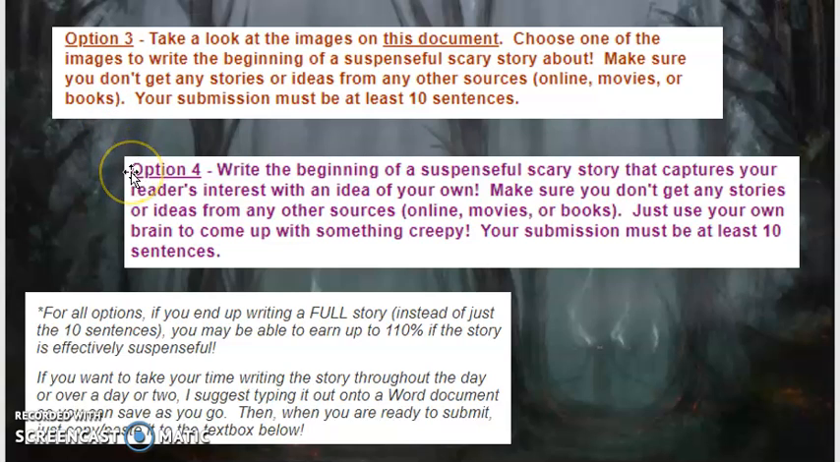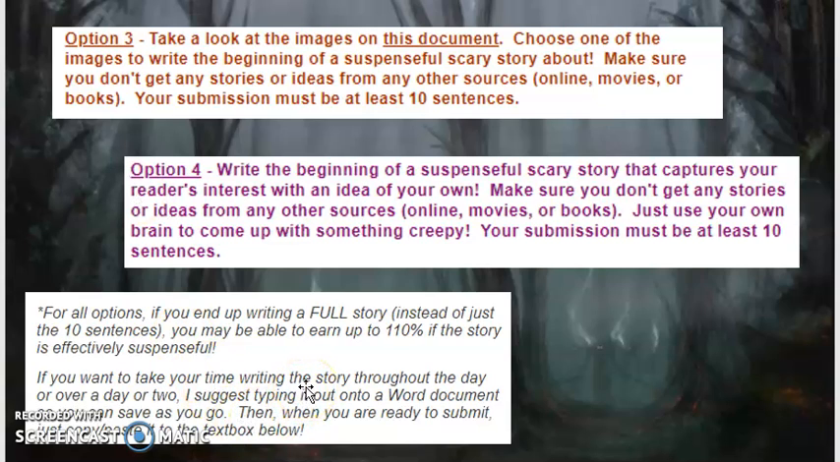And option 4, if you don't like any of those other prompts, you don't like to write from prompts, you just want to come up with something on your own, option 4 is write the beginning of a suspenseful, scary story that captures your reader's interest with an idea of your own. Make sure you don't get any stories or ideas from any other sources, so obviously just use your own brain to come up with something creepy. And again, it has to be at least 10 sentences, just an introduction.